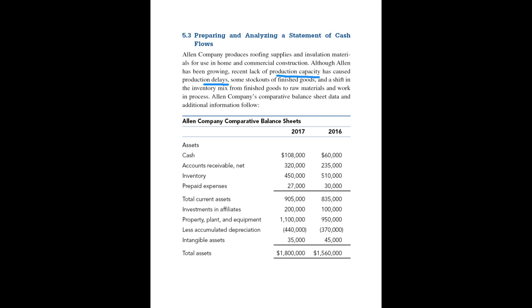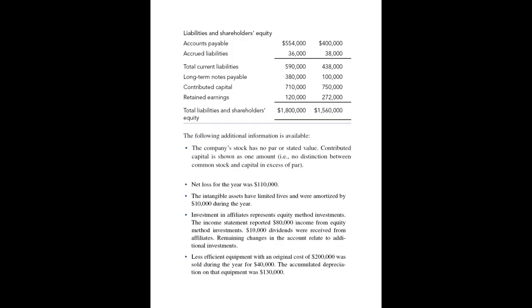If this is the case, then we expect the same thing inside the liabilities and equity as well. So you can see here we have accounts payable, we have accrued liabilities. So basically we are starting from the current liabilities and proceeding towards the long-term liabilities and then the share capital.